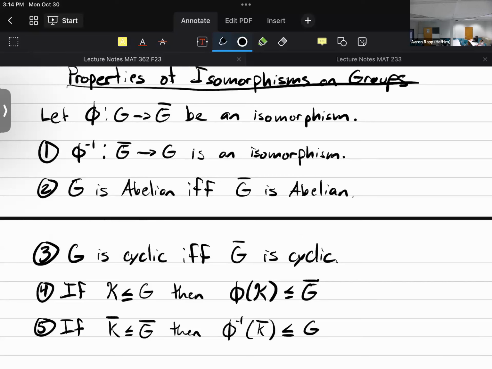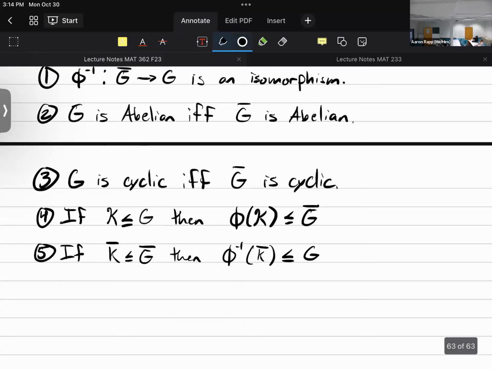And if K bar was already a subgroup, its structure should also be preserved. So I throw it through that isomorphism. It should also be a subgroup. And then one last one. Then it maps centers of groups to centers of groups. Again, preserving more structure.